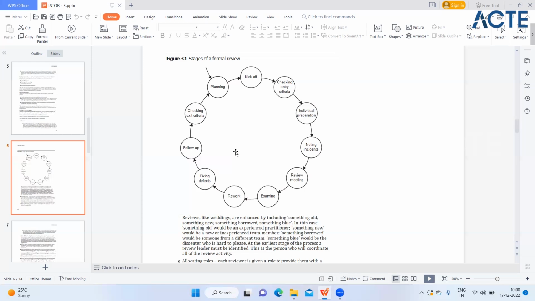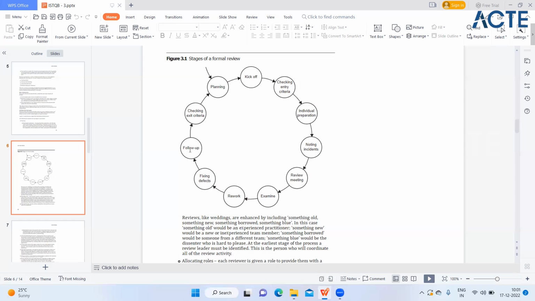After review meeting, you have to remember the next thing is examine and rework. So review meeting R, then E and R. So review meeting RER. Next will be examine and other will be rework. Next you have to remember, from the keyword incident, it will be fixing defects. It will definitely be related to defects. So RER and then fixing defects.